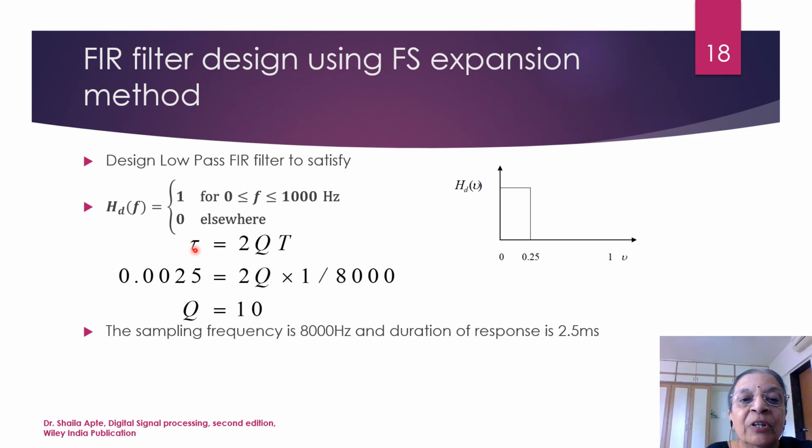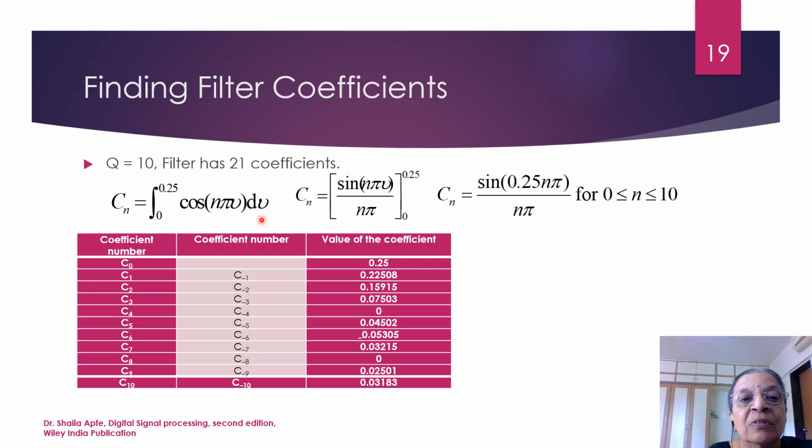Now calculate the duration of the response tau. This is 0.0025 because it is 2.5 milliseconds, so I convert it into seconds. It equals 2q times T, where T is the sampling interval, which is 1 upon fs. So I get q is equal to 10. So the number of filter coefficients I'll have to design will be 10 on the negative side, 10 coefficients on the positive side, and I will have the coefficient at 0. So there will be 21 coefficients. The filter will have 21 coefficients.